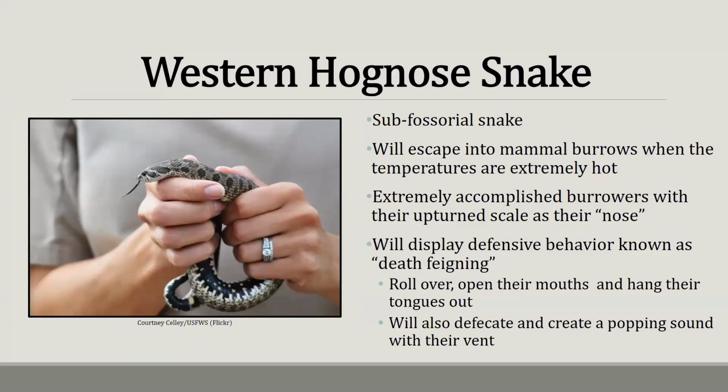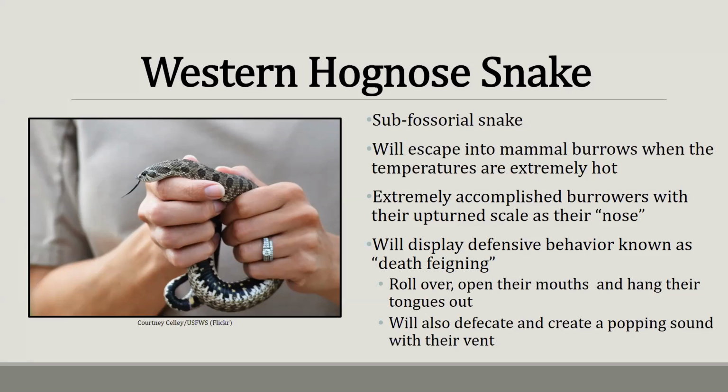All right, and then we have a subfossorial snake, so it spends some time underground, but it's called a Western Hognose snake. So these are my favorite snakes. They're very brown, and they have kind of a black belly, but then they have a scale that looks like an upside down shovel that they will use to dig. So these guys are really neat because if you scare them or an animal tries to eat them, they will play dead, just like a possum. They will roll over, they'll open their mouths, and they'll hang their tongues out like they are dead.